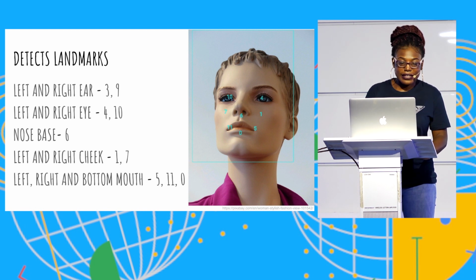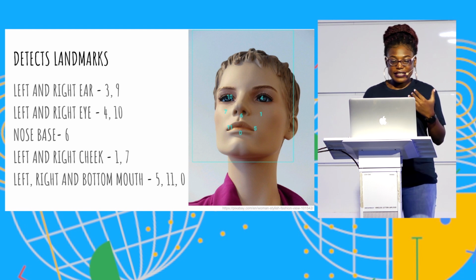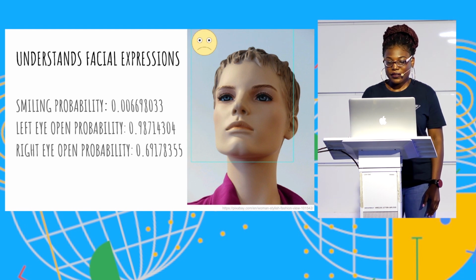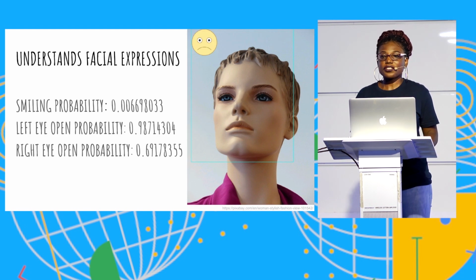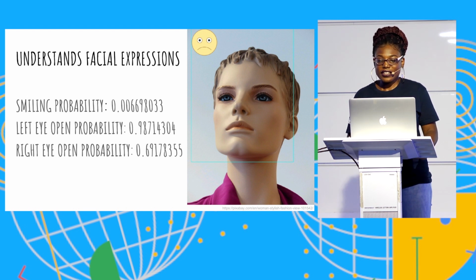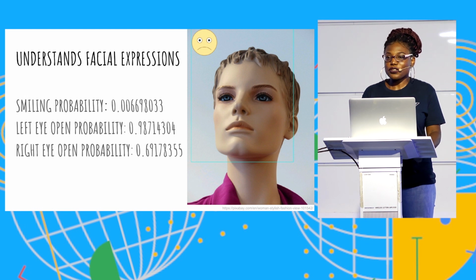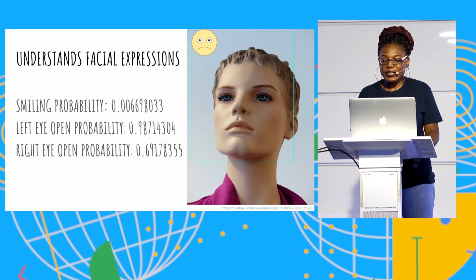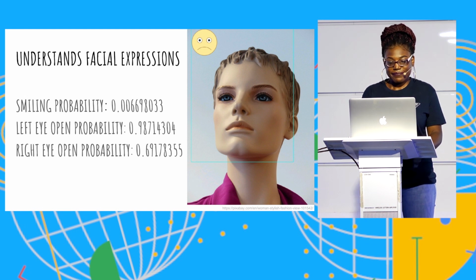So it detects the left and right ear, left and right eye, as you can see in the image. It detects the left, right, and bottom mouth. It can also detect expressions, so it's smart enough to know whether someone is smiling or frowning, or the degree to which your eyes are open. So you can tell whether your eye is open and whether your eye is closed.